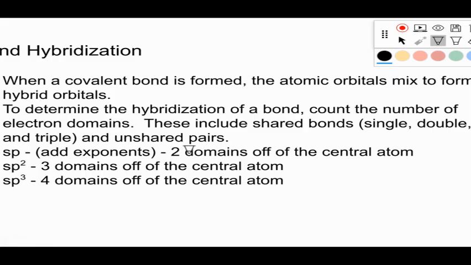And if there's 2 regions, then it's SP. You add the exponent. So 1 plus 1 would be 2. There's an understood 1 if there's no exponent. 3 domains off the central atom would be SP2 because, again, 2 plus 1 would give me 3. 4 domains off the central atom would be SP3 because 3 plus 1 would give me 4.